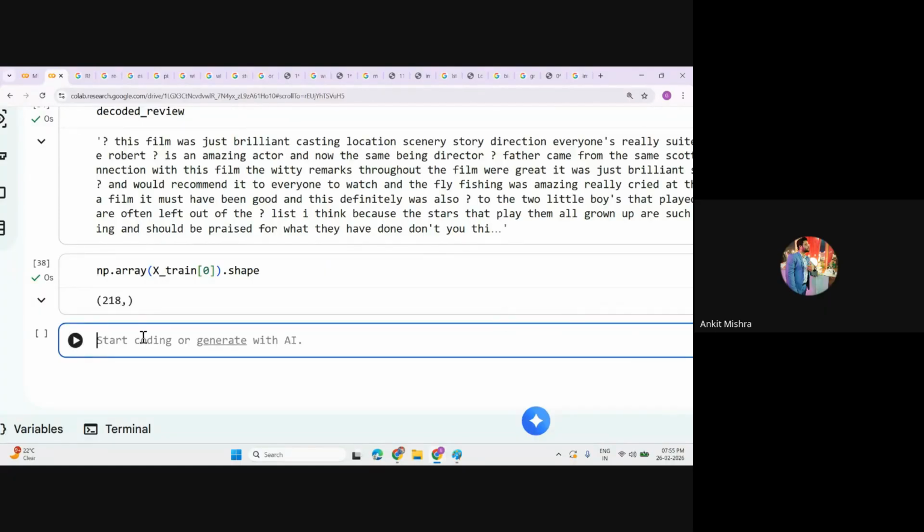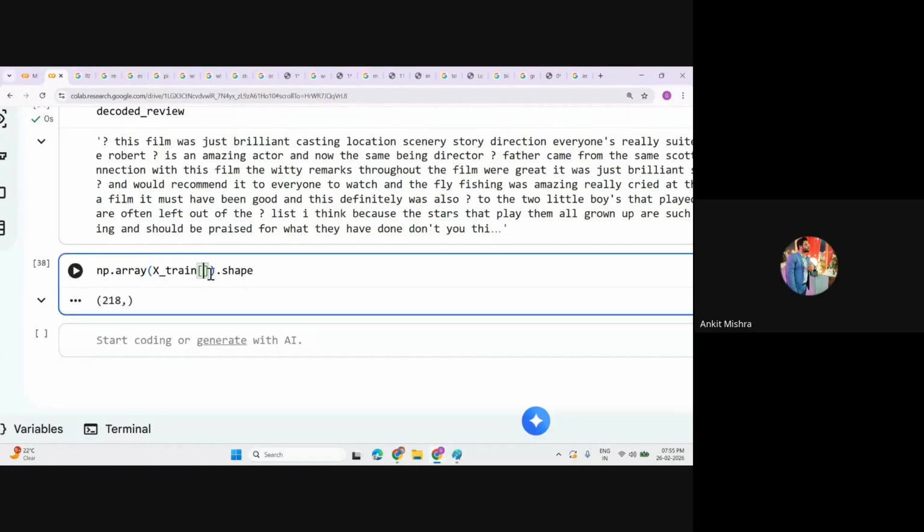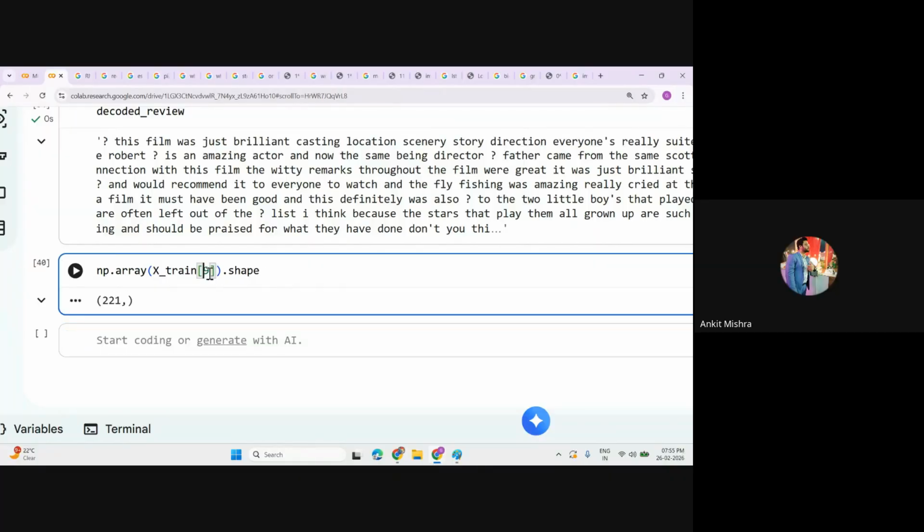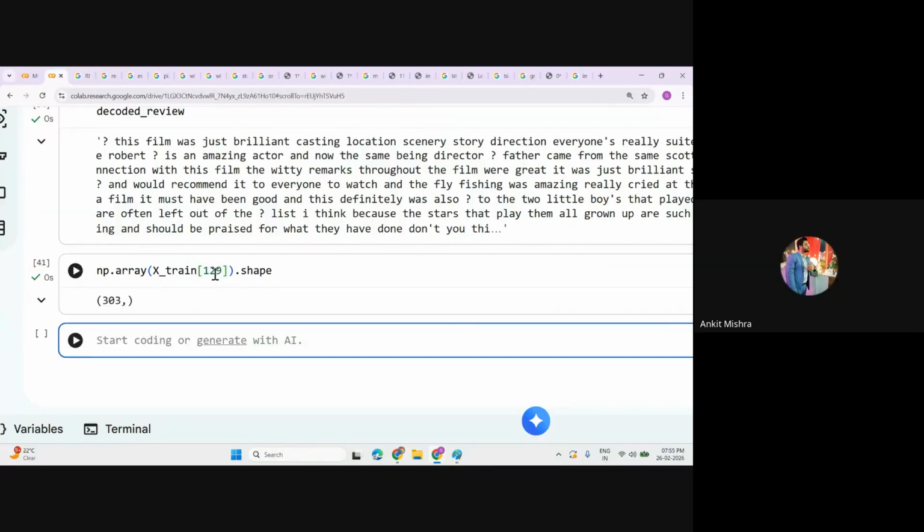The problem with that: now let's call any random array, right? Now just look at this, the data set that we are getting is 888. Let's call any index, we are getting 221. Let's call index 129, we are getting 30C. That is the problem. We cannot give data with different dimensions, so we have to keep that data in a set of the same dimension.